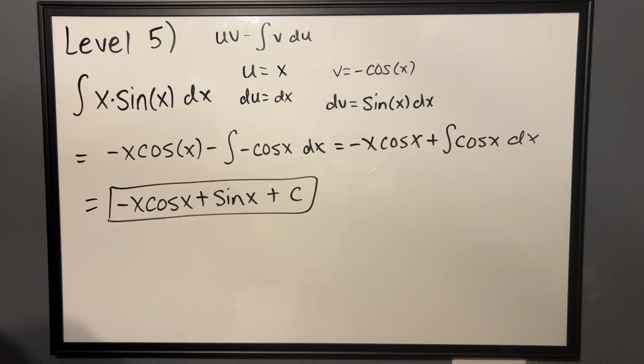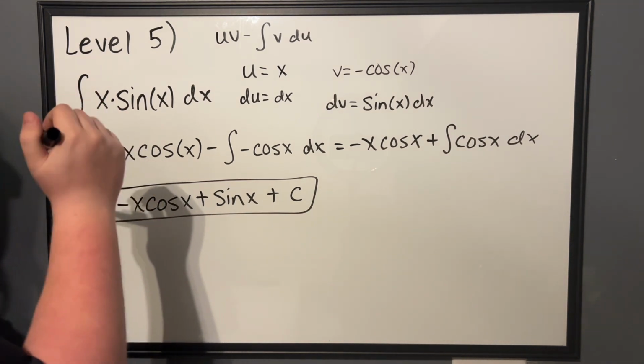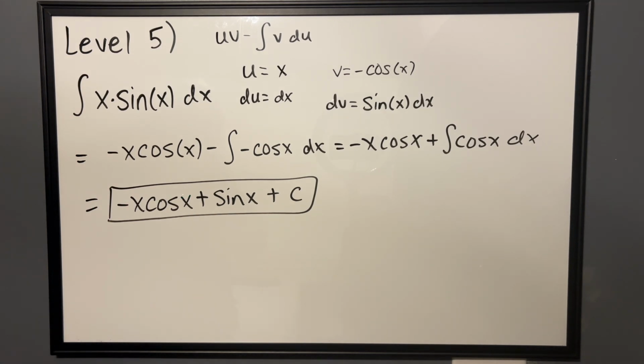So the important thing about level 5 is realizing that we have a product of functions in here, which means we need to use integration by parts. So we were able to get that done, and we get our final answer of minus x cosine x plus sine x plus c. So that's it for level 5. Let's go ahead and move on to level 6.